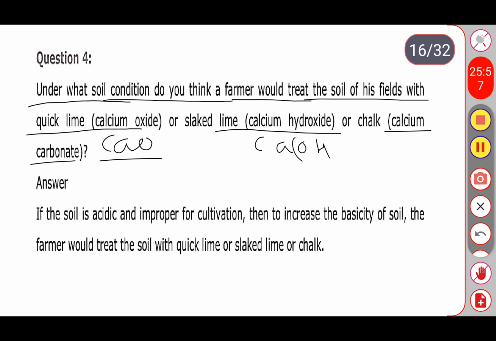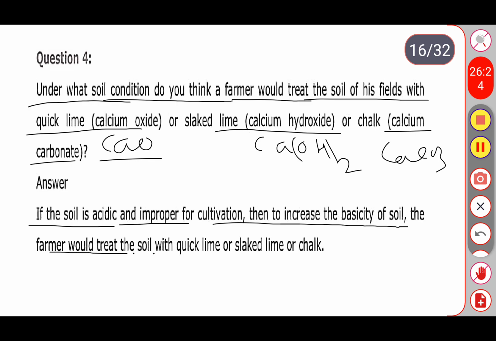If the soil is acidic and improper for cultivation, then to increase the basicity of the soil, the farmer would treat the soil with quicklime or slaked lime or chalk, so it will increase the fertility of the soil. Okay, let's see the next question.